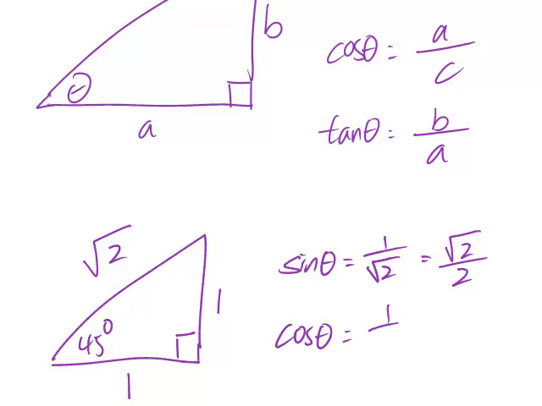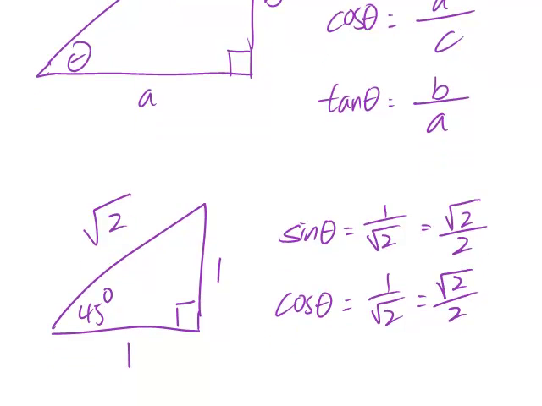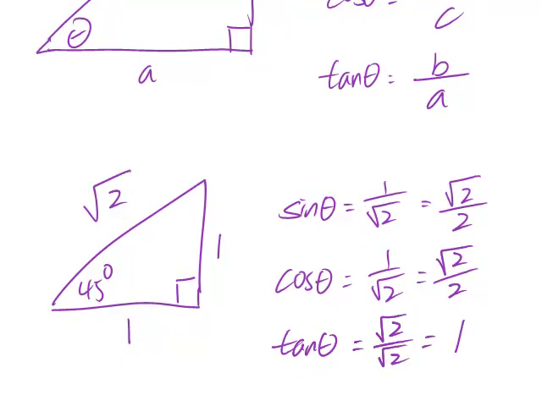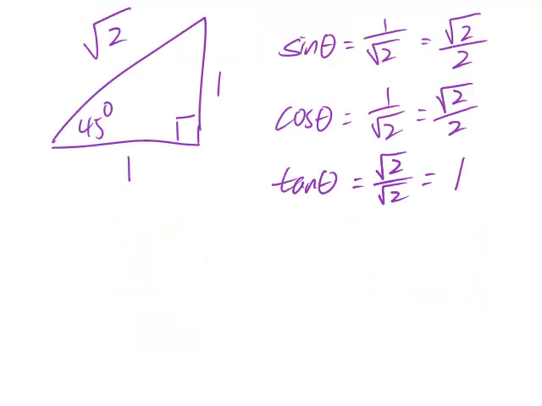Cosine theta is the same thing, which makes sense because we have an isosceles right triangle, and tangent would be equal to root 2 over root 2, which is 1, because the two legs are the same. Now the problem is what happens when you have an obtuse angle, or even a right angle. When you have an angle that doesn't fit in a right triangle, what would its sine and cosine be?